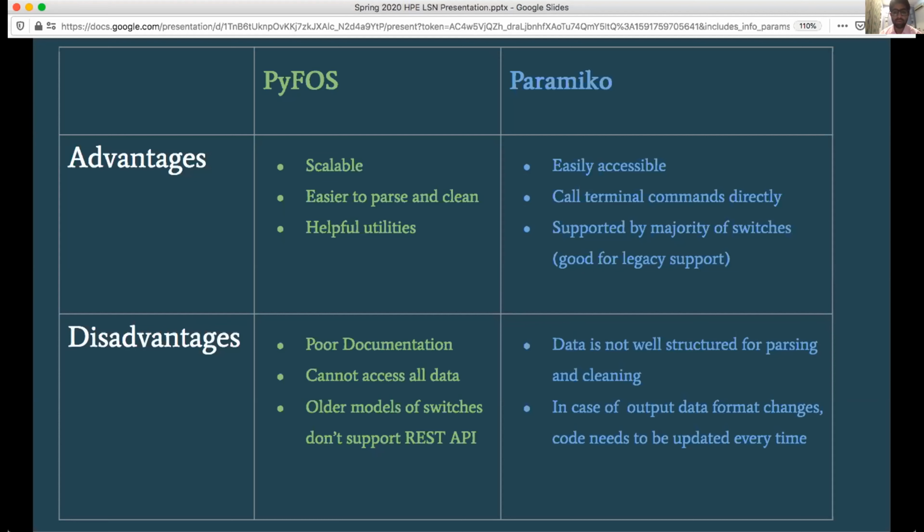Paramiko, on the other hand, is very easily accessible and we can directly call the command line functions without having special documentation knowledge and is supported by all the switches. However, the data is not very well structured for parsing, and since Paramiko relies on command line functions, the code needs to be manually updated every time the switches update. So our solution, next slide.